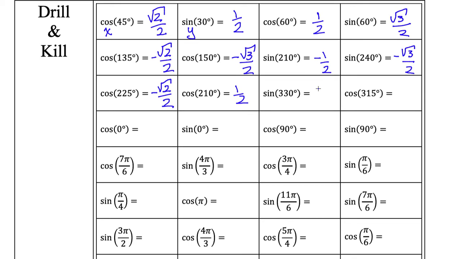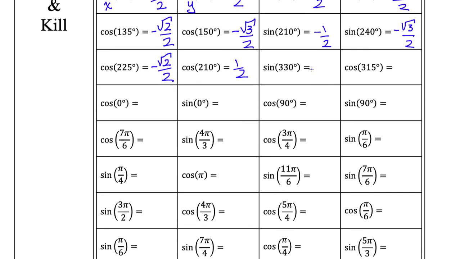Sine of 330 degrees, that's the y-coordinate, so that's going to be negative 1/2. Cosine of 315 degrees, that's going to be the square root of 2 over 2. Cosine of 0 degrees, that's going to be the x-coordinate, which is 1. Sine of 0 degrees is 0. Cosine of 90 degrees is 0. Sine of 90 degrees is 1.